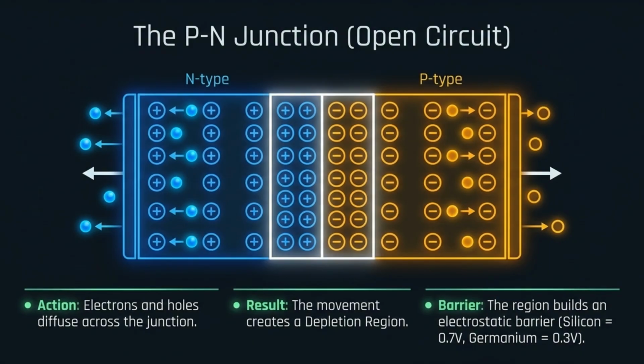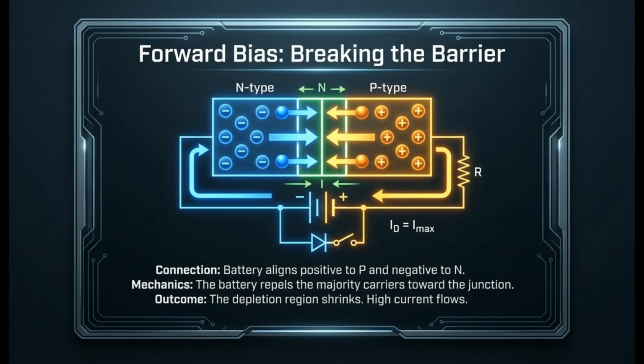When N-type and P-type materials meet, electrons and holes diffuse across the junction. This action creates a depletion region, which acts as an electrostatic barrier. Forward bias involves connecting the battery's positive terminal to the P side and negative to the N side. This repels majority carriers toward the junction, shrinking the depletion region and allowing a high current flow.